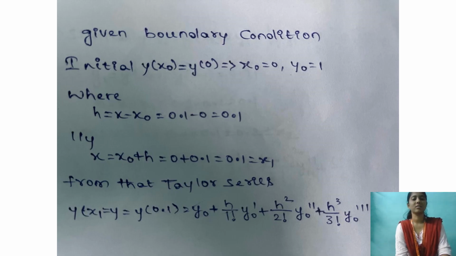Given the initial boundary condition y of x naught equals y of 0, this gives x naught equals 0, y naught equals 1, where h equals x minus x naught equals 0.1 minus 0 equals 0.1. Similarly, x1 equals x naught plus h equals 0 plus 0.1 equals 0.1. From the Taylor series, y of x1 equals y of 0.1 equals y naught plus h by 1 factorial y naught dash plus h square by 2 factorial y naught double dash plus h cube by 3 factorial y naught triple dash plus.